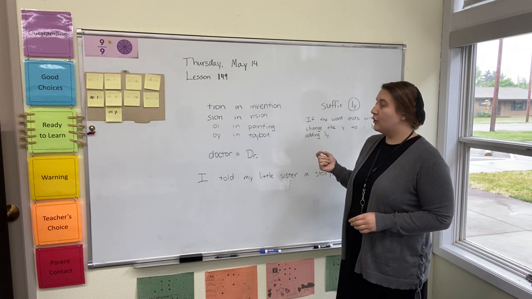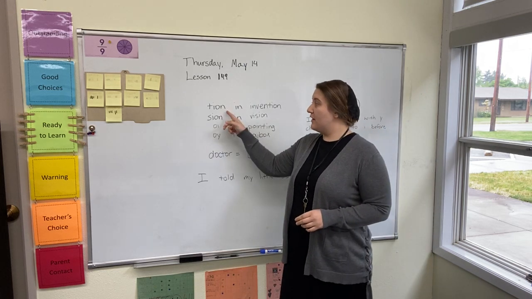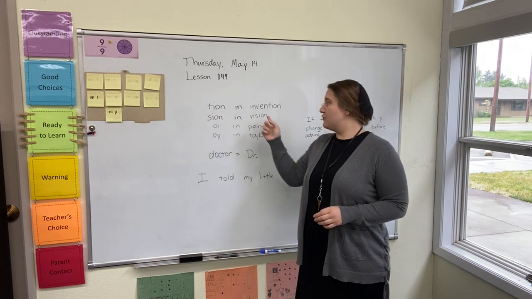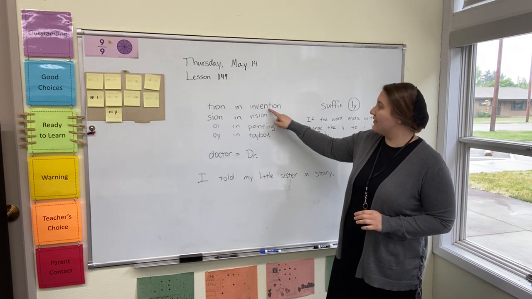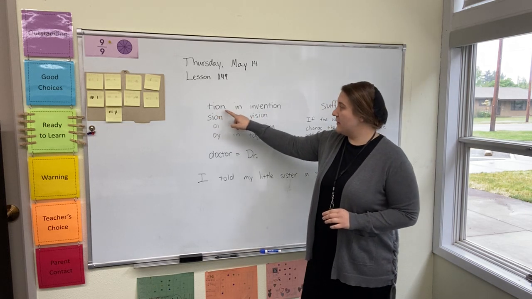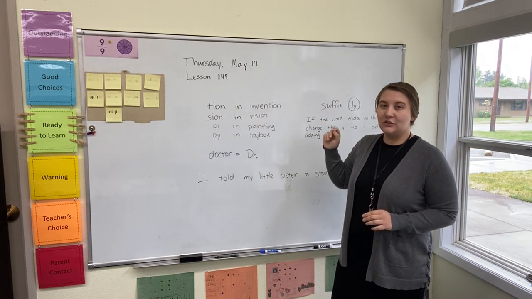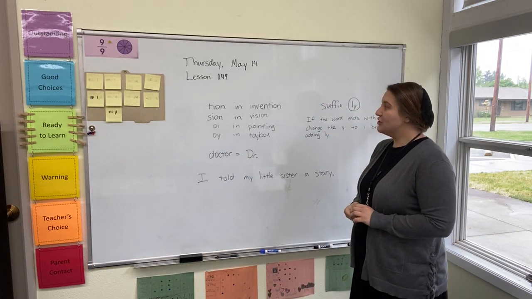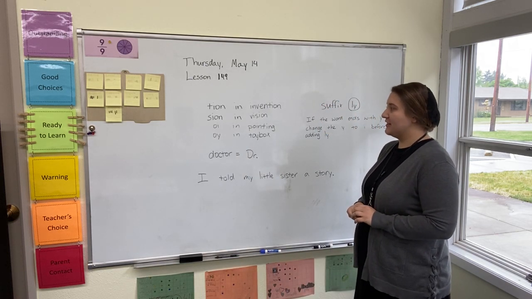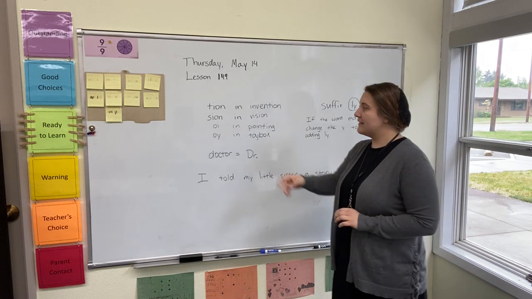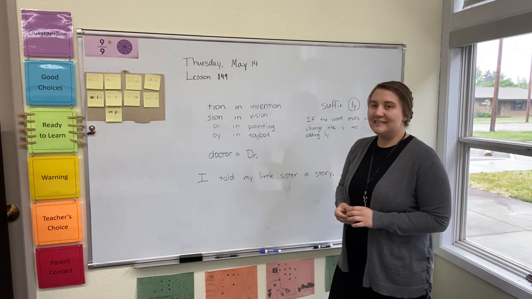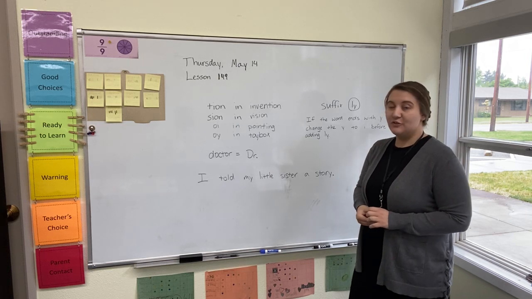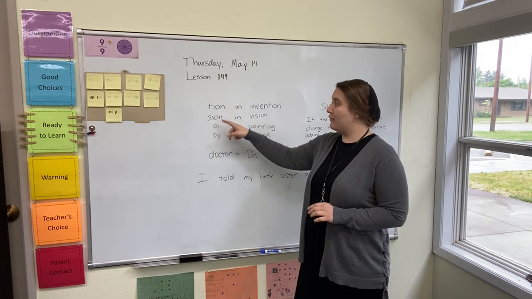These are not the clue words that usually go with the special sound, but I just want you to read the words because they have this special sound. The special sound that we're reading is in the words, so I want you to look really closely and just pay close attention while we're reading. Shun in invention. Now let's spell the special sound. T-I-O-N. Shun.